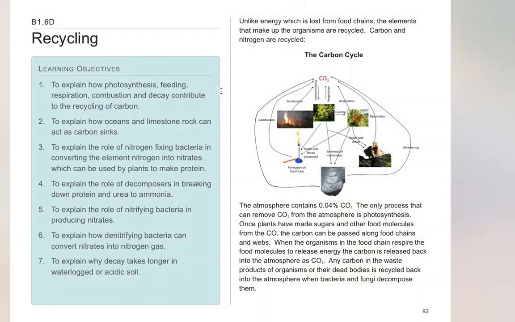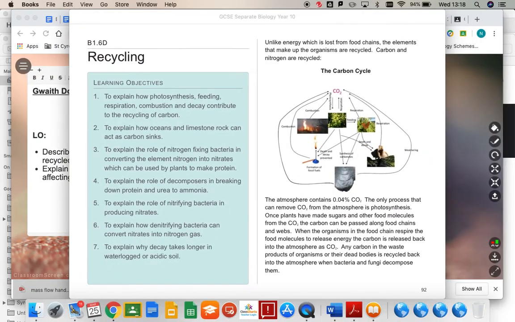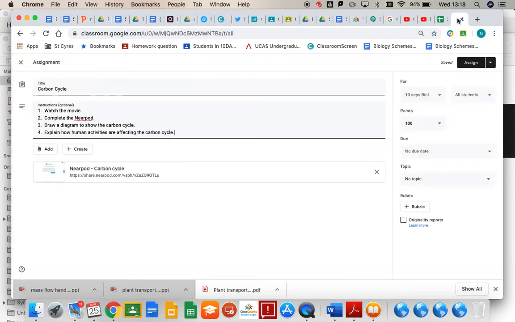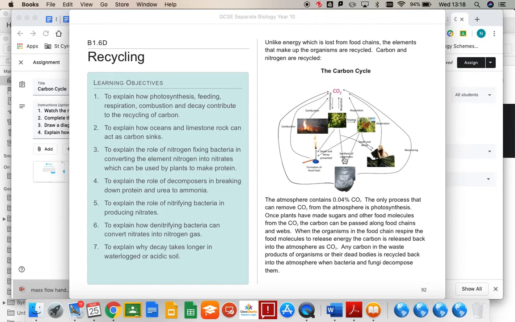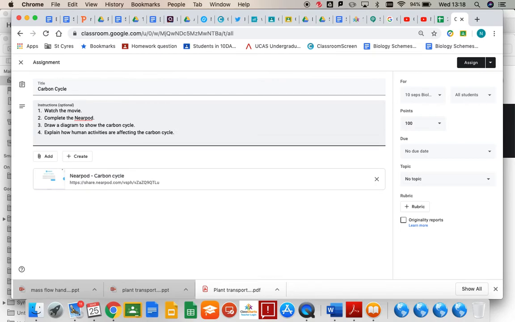Right, so what do I need you to do? What I'd like you to do is, there's a Nearpod for you to have a go at after you've watched this. Draw a diagram, so probably base it around that, and write just a couple of sentences to explain how human activities are affecting the cycle. And importantly, photograph and upload your work for feedback. It is perfectly fine if you want to do it on any form of document, just get it to me so that I can give you some feedback. Great, thank you.